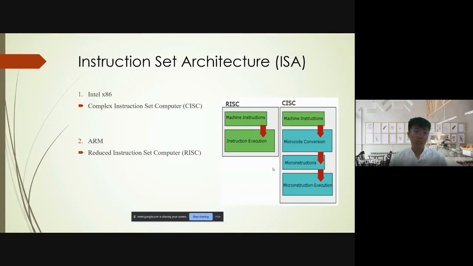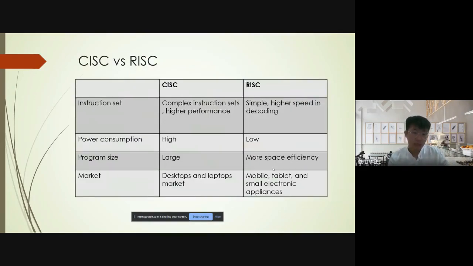Currently, the two major ISA design philosophies, marking the divide between hardware and software in microprocessors, are complex instruction set computer and reduced instruction set computer. Intel x86 microprocessor architecture is based on CISC, while ARM processor is based on RISC. Both CISC and RISC are philosophies that cover the approach to designing a processor architecture instead of a technological standard. So referring to the table, the complex instruction set of CISC allows it to execute several low-level operations in a single instruction, resulting in higher performance.